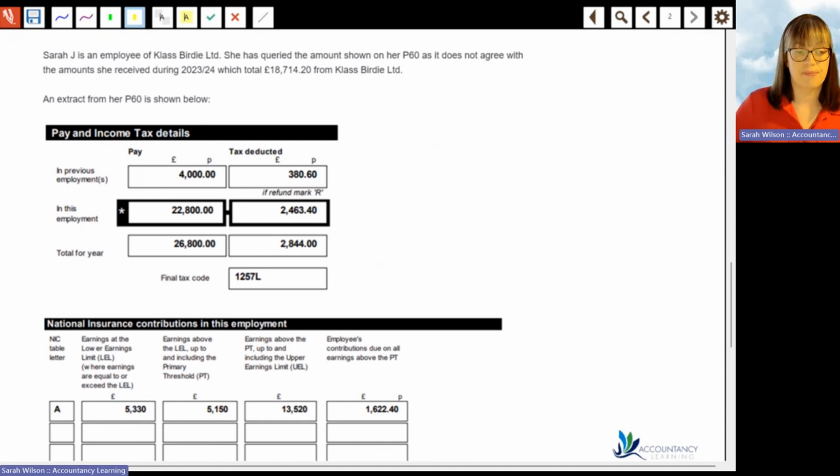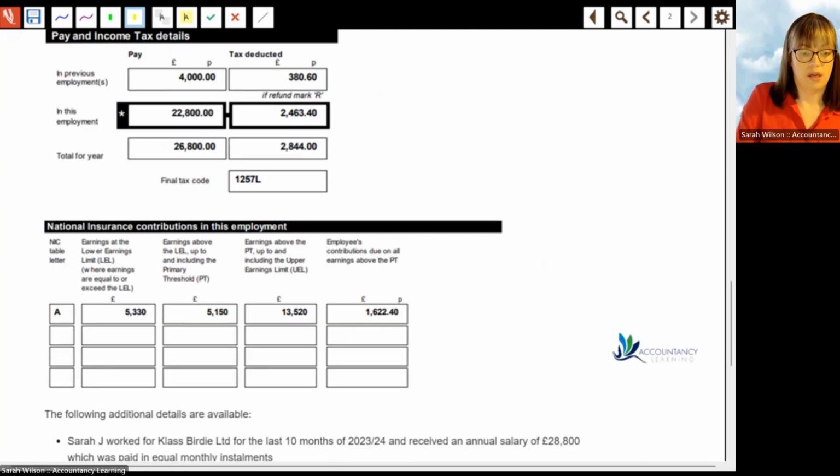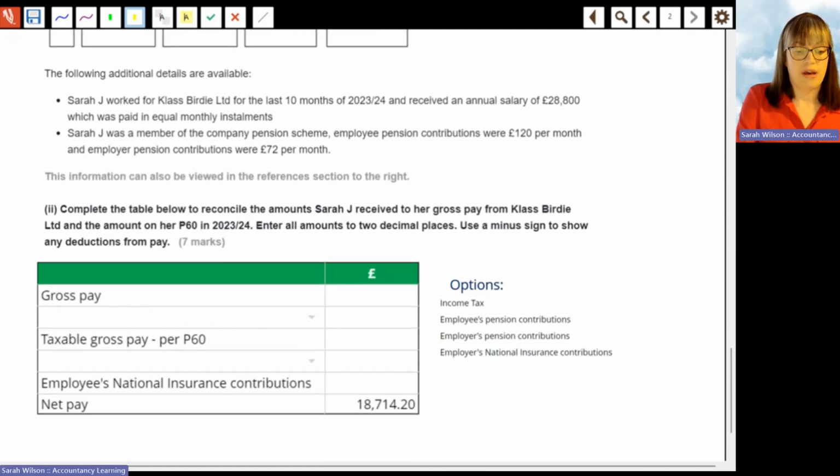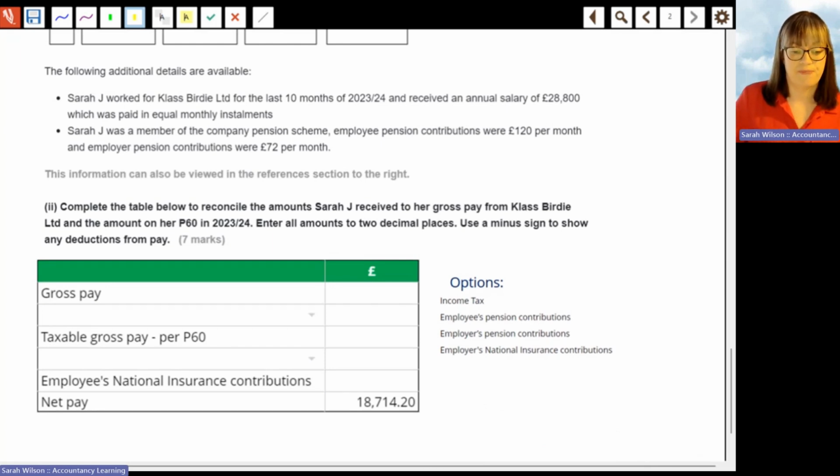Continuing with part C, we've got Sarah J is an employee of Class Birdie Limited. She has queried the amount shown on her P60 as it does not agree with the amount she received during 2023-24, which totalled £18,714.20 from Class Birdie Limited. And then we're given an extract of her P60. We are then given some more details.